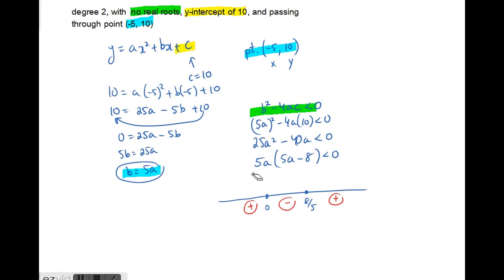Okay, so we want to solve this inequality when it's less than 0, meaning the output should be negative. So here we have our outputs. We have positive outputs on this interval, negative outputs here, and positives here. So we're interested actually in numbers in between 0 and 8 over 5, but not including those. So the final answer is the following. We would have the family ax squared plus, instead of b, I'm going to write down 5ax plus 10, comma, a is a number in an interval from 0 to 8 over 5.